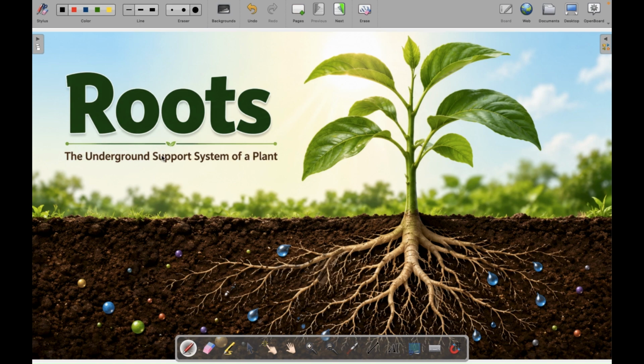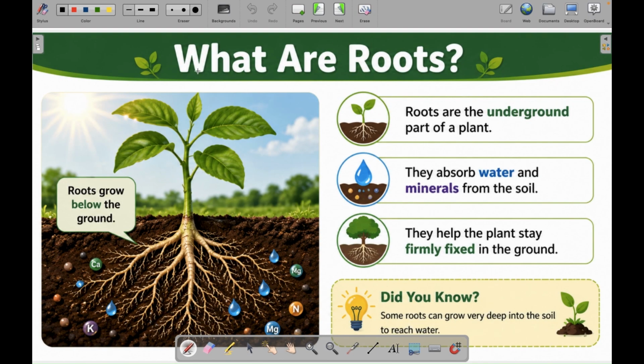Today we are going to discuss roots. Roots are also known as the underground support system of a plant. We'll see why this is true in the subsequent slides. The first thing is the definition. What is a root? A root is the underground part of a plant.